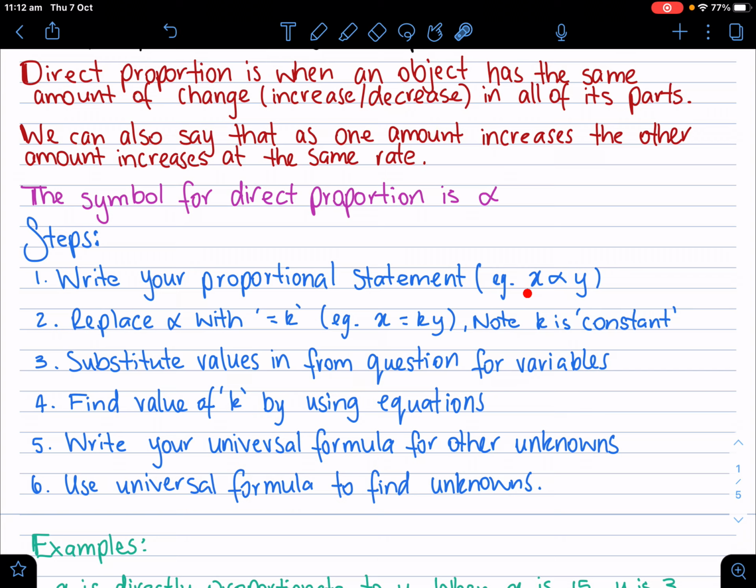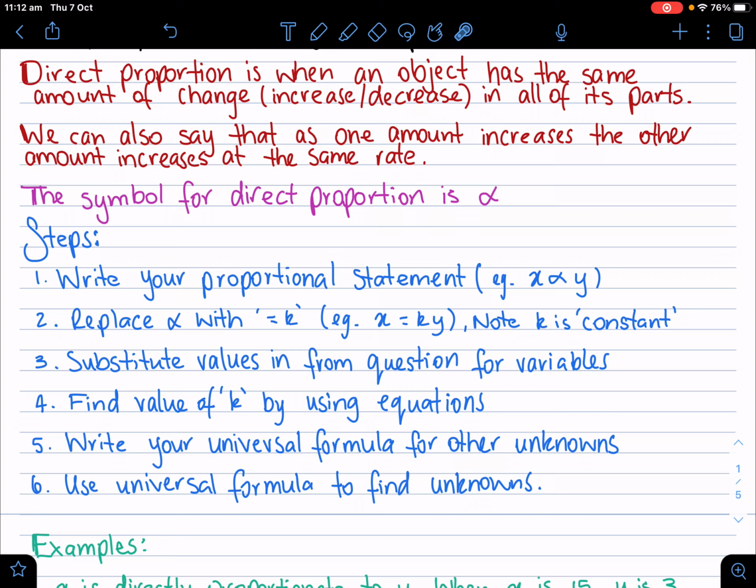After you've written your proportional statement, you replace the fish symbol or the direct proportion symbol with equals k. For example, first it was x proportional y. Now we replace that symbol with equals k. So now x equals ky. What does k represent? Well, k is a constant.